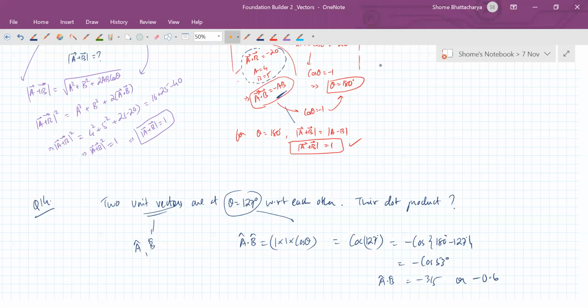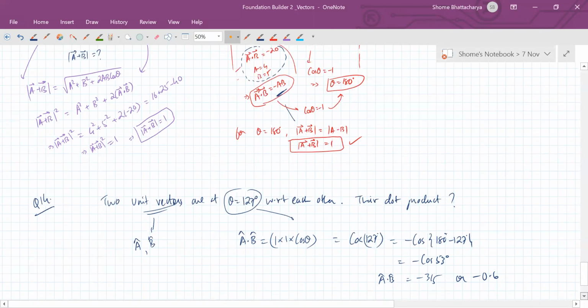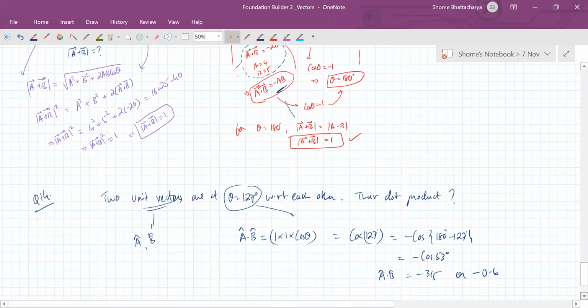Yes, that's correct. Minus 3 by 5. Okay, people, so this is done. And so we'll move ahead a little bit, since it seems that you don't have doubts in the revision exercise, so that's good then. Okay, so hope this question is clear.